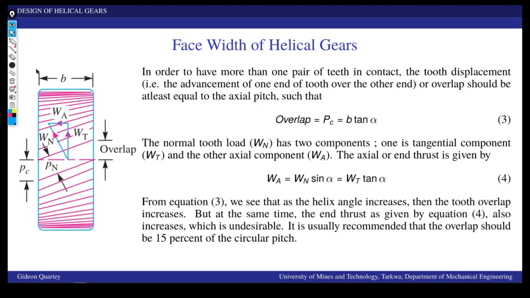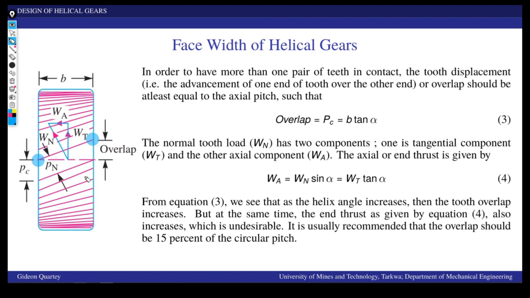So here we have the helical gear, and you see that we have the gear inclined at an angle. An overlap here is that if you look at the beginning of the tooth from here to the end of it, you will see that they are not at the same level. The vertical distance from this point to that point is called the overlap.